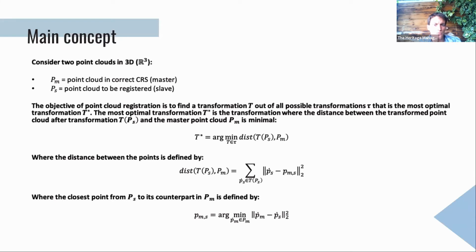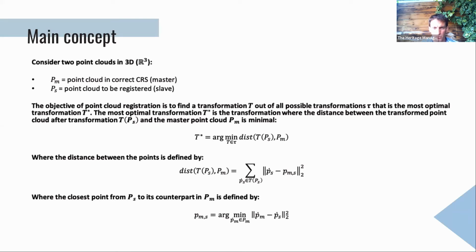So actually the main concept here is that we have two point clouds in 3D. So we have x, y, z coordinates in all our dimensions. We assume that we have one point cloud that is correctly georeferenced, and we have a point cloud that needs to be registered. So we have a master and we have a slave, and we will modify the slave such that the distances from all the points in one cloud to the corresponding closest points in the other cloud are minimized.